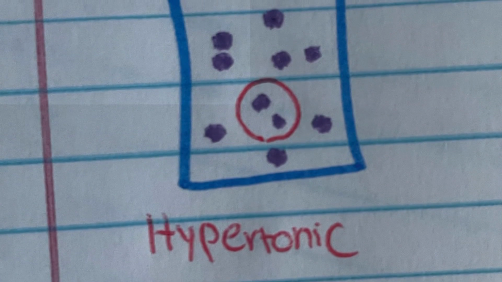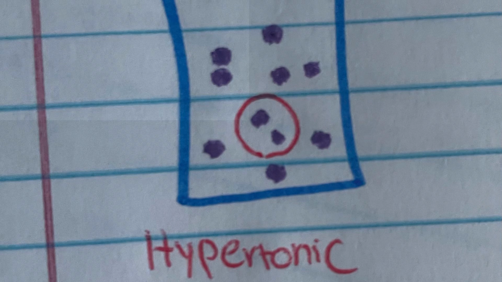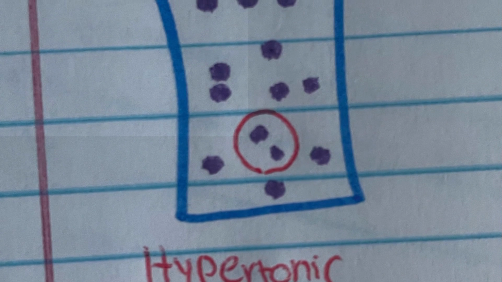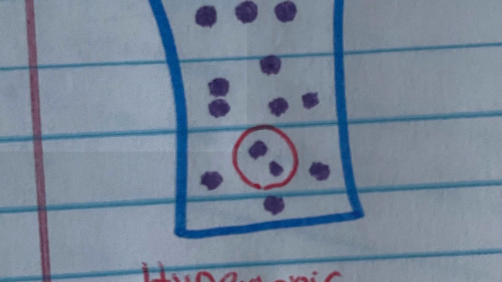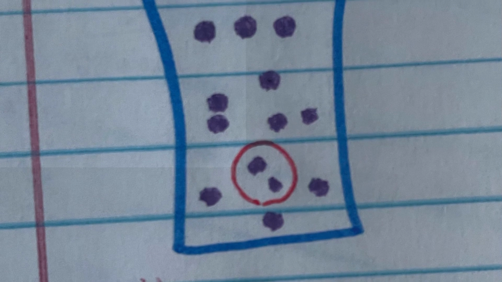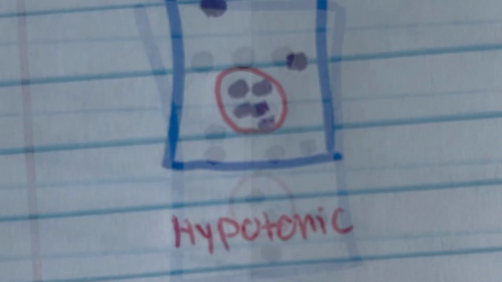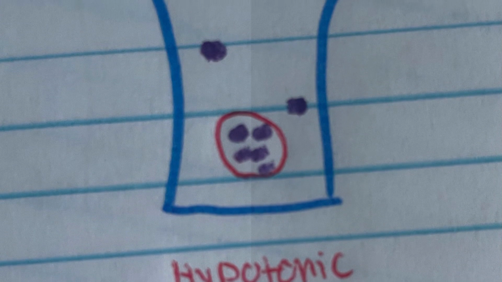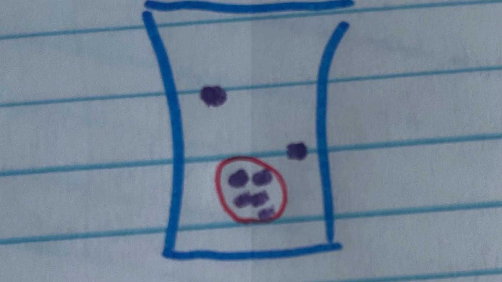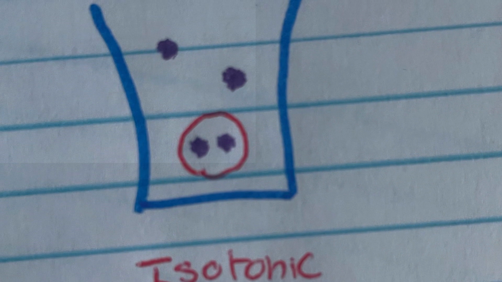Osmosis, on the other hand, involves the movement of water from a higher concentration to a lower concentration through a semi-permeable membrane. When there is a higher concentration of a solute in a solution than a cell or other substance, that solution is hypertonic. When a solution is lower in solute, it is hypotonic, and when a solution is equal in solute, it is isotonic.